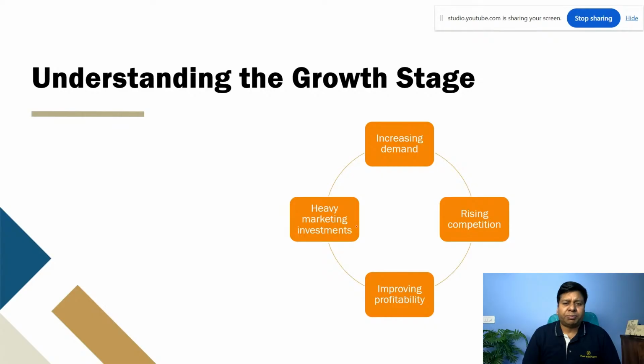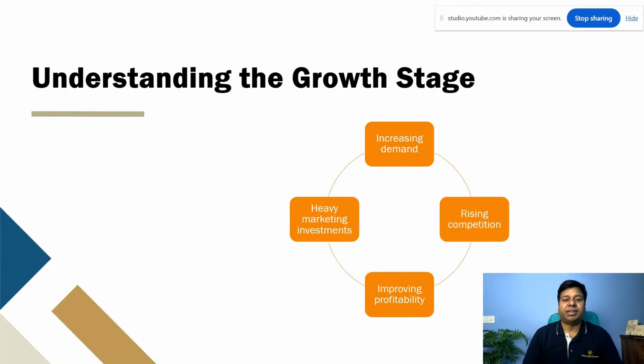Improved profitability. Since you have improved the economy of scale, because previously you were doing a lot of things in market research and you were delivering for a very small set of customers. So now it is a time that your profitability is also increasing. You are scaling the operations and the profitability is increasing because you have invested something initially.